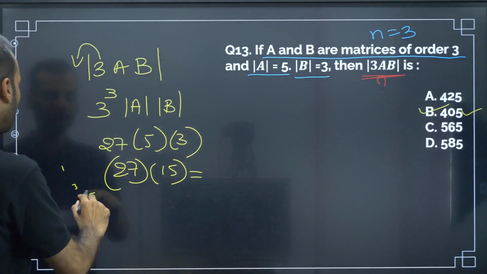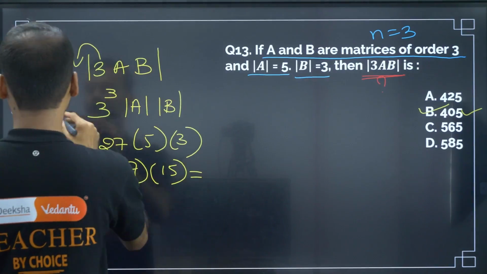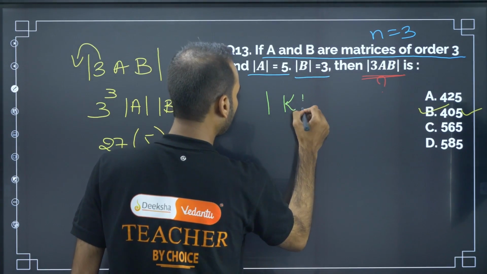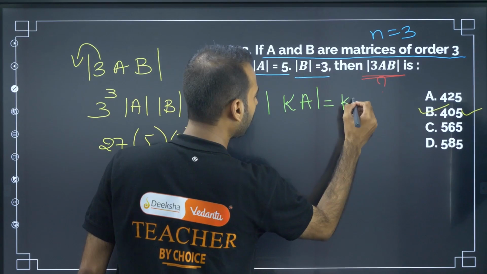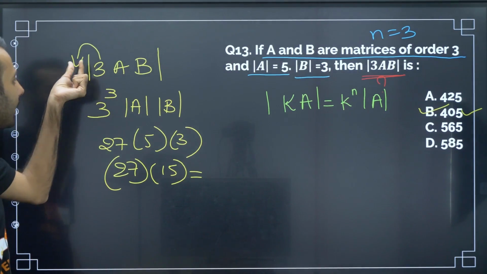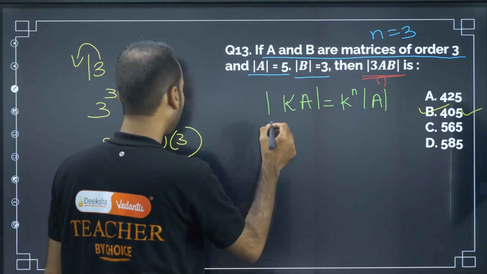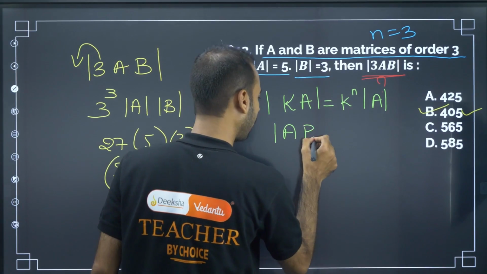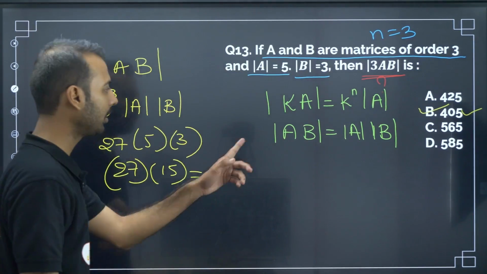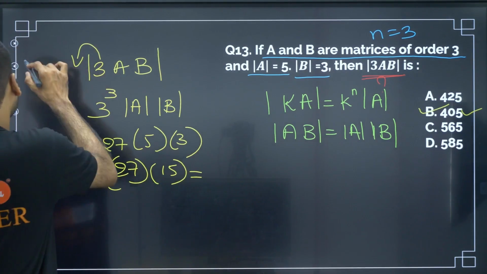Before moving to the next question, let me tell you the properties that I have used. The first: determinant of KA is equal to K power n determinant of A. If you are bringing this K outside, you have to bring it to the power n. Then I have used determinant of AB is equal to determinant of A, determinant of B. These two properties I have used in this problem. If you know the properties, then only it is easier for you to solve problems, otherwise very difficult.